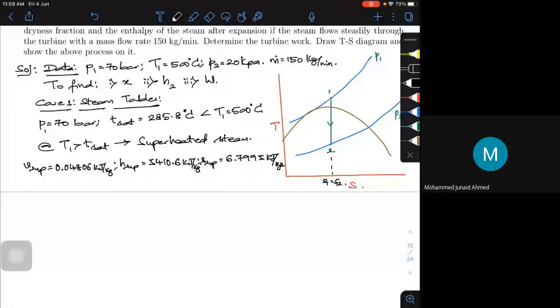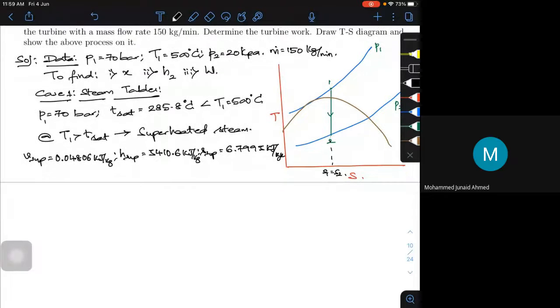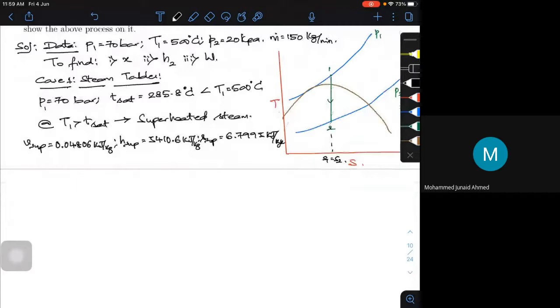Okay, S1 is equal to S2. The entropy remains constant. Before I do all this exercise, let us go to what pressure corresponds to point 2. So now go back to the steam tables. At a pressure P2 equal to 20 kilopascals or 0.2 bar, corresponding to your steam tables at 0.2 bar, tell the values.